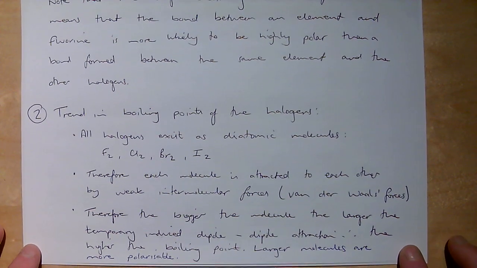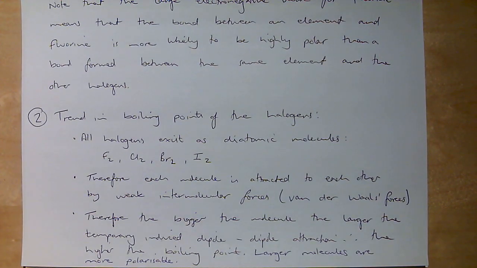If we remember back to when we learnt about van der Waals forces, we'll know that bigger molecules are more polarizable. So the bigger the molecule, the larger the temporary induced dipole-dipole attraction, and therefore the higher the boiling point. So larger molecules are more polarizable and have a higher boiling point. Iodine has a higher boiling point than bromine, which has a higher boiling point than chlorine, which has a higher boiling point than fluorine.